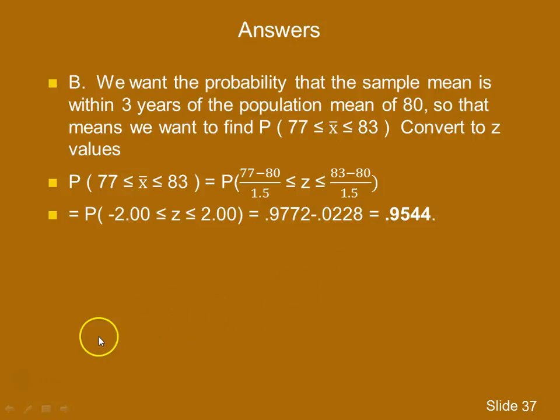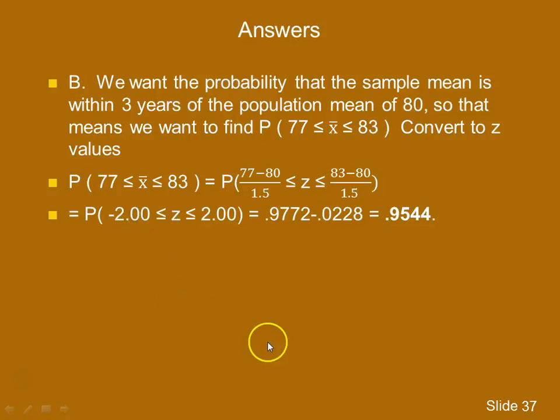Now in the second part, the probability part, we want the probability that the sample mean is within 3 years of the population mean. Well, since the population mean is 80, within 3 years of that means anywhere from 77 to 83. So what I'm really asking you in part B is find the probability that x bar is between 77 and 83. Again, we solve this by converting to z-values. 77 less than x bar less than 83. Do the conversion process, subtract the mean and divide by the standard deviation for both of them, and you will get z-values of plus or minus 2.